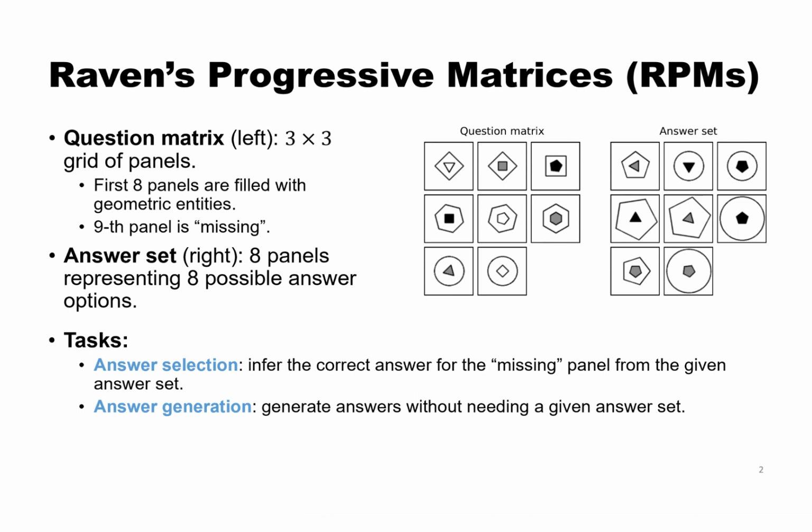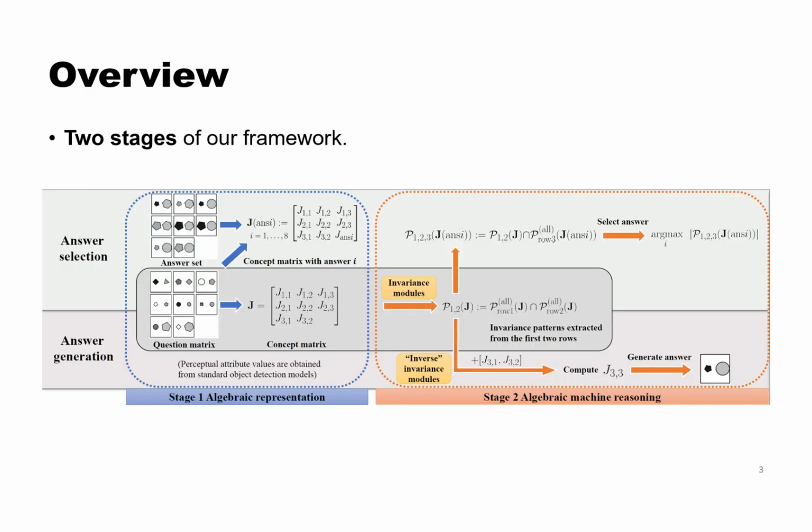In our paper, the algebraic machine reasoning algorithm is designed to solve two tasks. The first answer selection task is to infer the correct answer for the missing panel from the 8 panels in the given answer set. The second answer generation task, which is much more difficult, aims to generate answers without needing a given answer set. Our algebraic machine reasoning framework can be roughly divided into two stages: algebraic representation and algebraic machine reasoning.